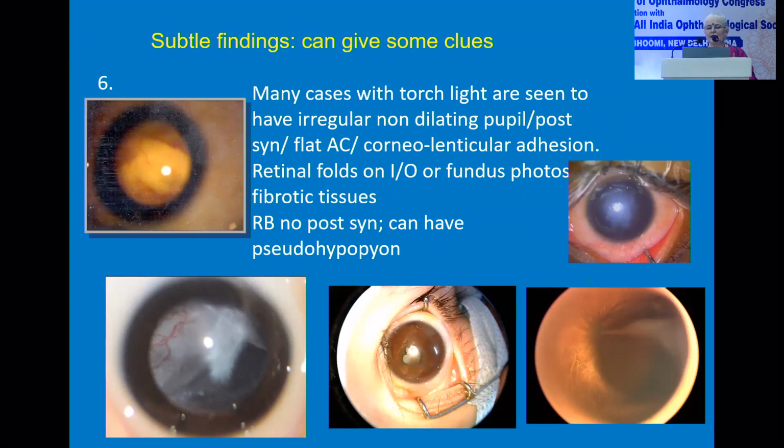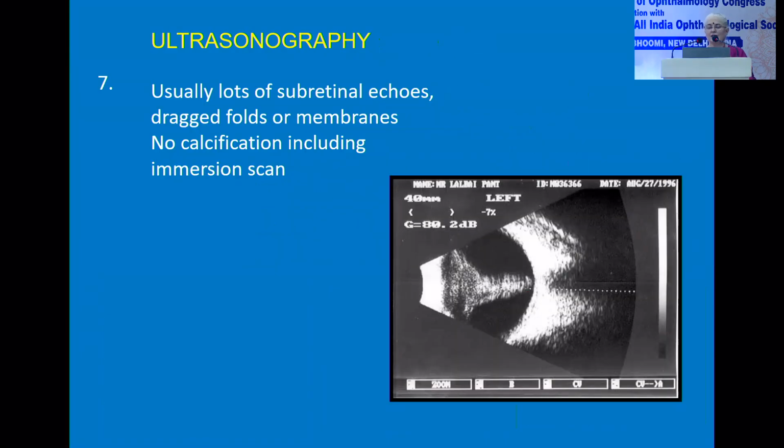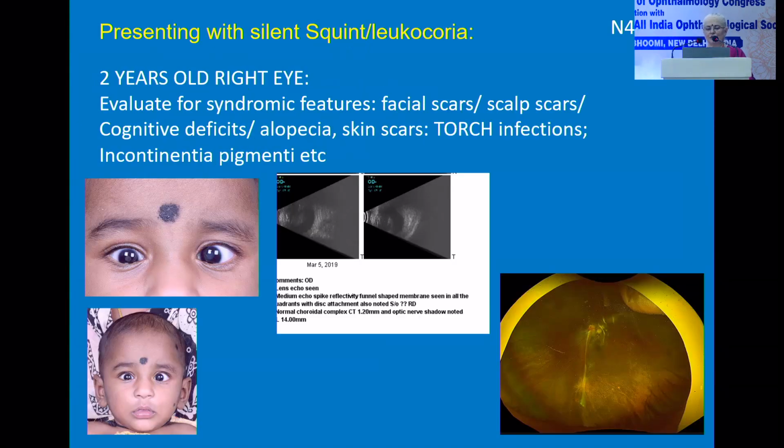So subtle findings: even with the torchlight you can make out if there is a retinoblastoma. Usually they will not have posterior synechiae, they will not have fibrosis, as you see here, there will not be any scarring, they don't get corneal scars, Peters anomaly, like secondary Peters anomaly. That doesn't happen in retinoblastoma. Of course, your ultrasound is the most important. In ROP and FEVR, you can get subretinal echoes of blood and cholesterol, which doesn't happen in retinoblastoma. Always do an immersion scan in every baby to look out for calcification. You have to mention that there was no calcification.